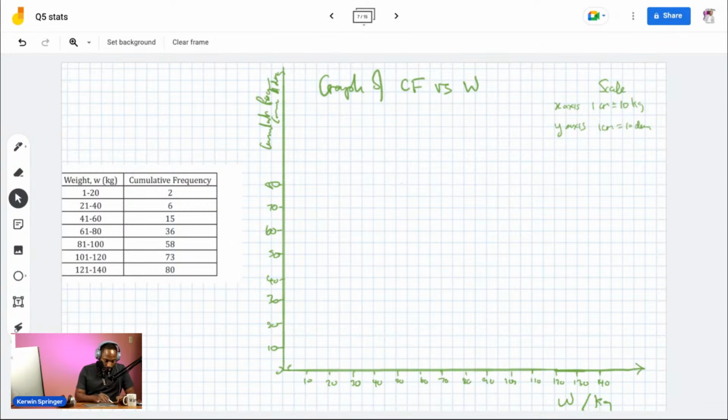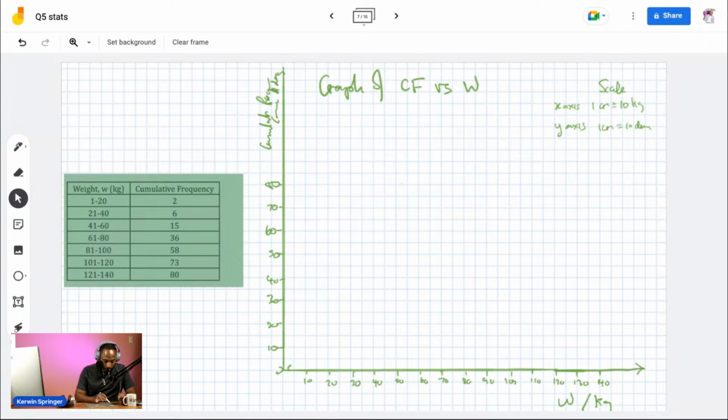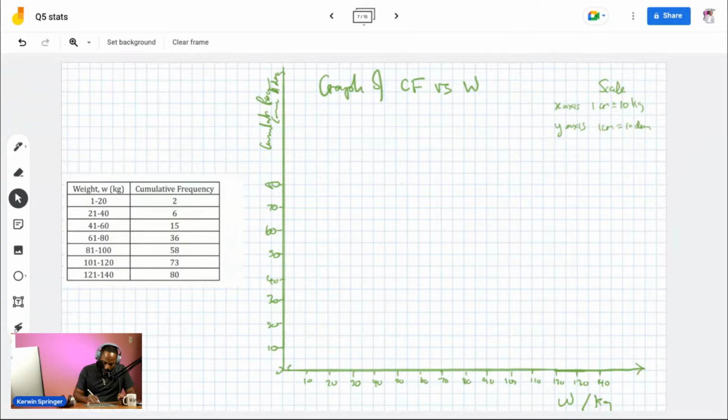And then time to plot. Time to plot the real cumulative frequency. Now, when you're plotting cumulative frequency, you don't plot 20. You actually need to plot the upper class boundary. So you're plotting 20.5. So 20 is here.